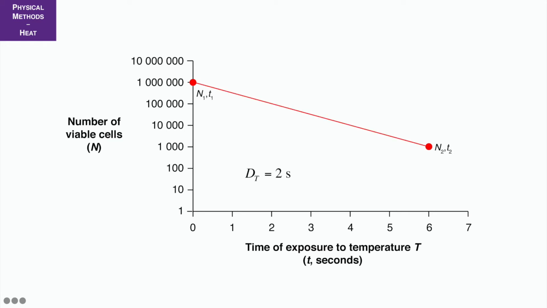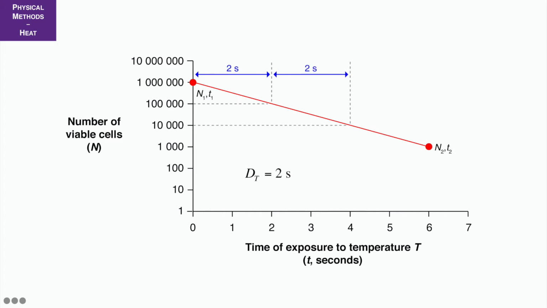We can further illustrate this by plotting a line through the 2 data points, again noting that the y-axis has a logarithmic scale. Now we can clearly see that a 2-second exposure time corresponds to a 10-fold reduction in viable cells from 1 million to 100,000.